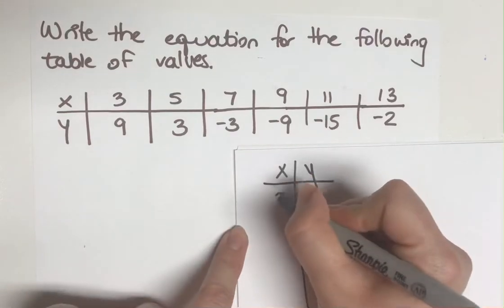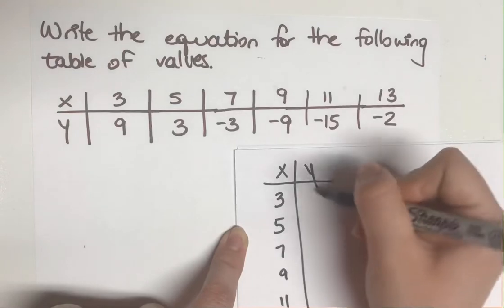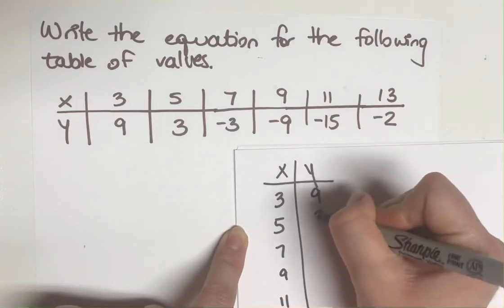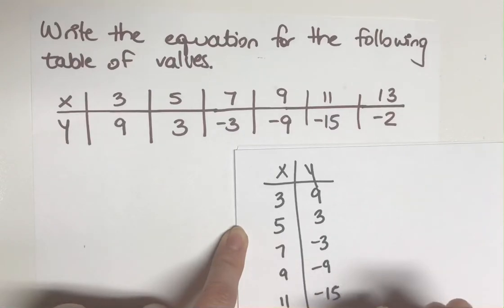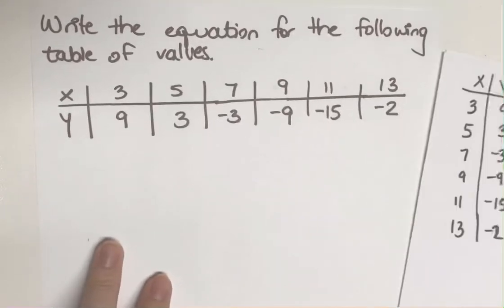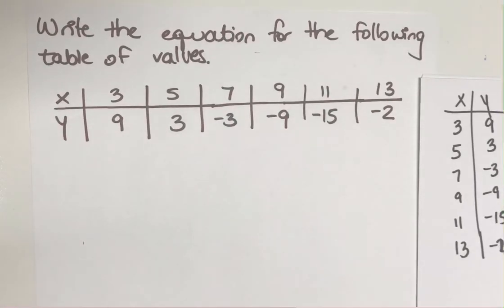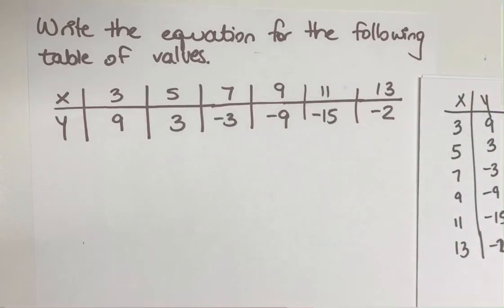So the x's are 3, 5, 7, 9, 11, 13, and the y's are 9, 3, -3, -9, -15, and -21. Whichever way you like is fine. So what we're doing is, instead of being given a graph or 2 points, we are given the table of values, and then we need to decide which 2 points we're going to use.